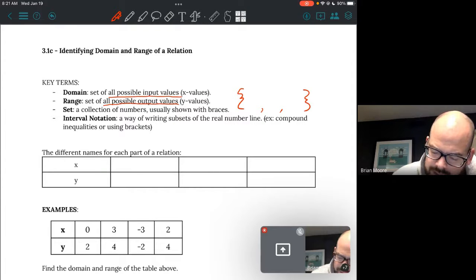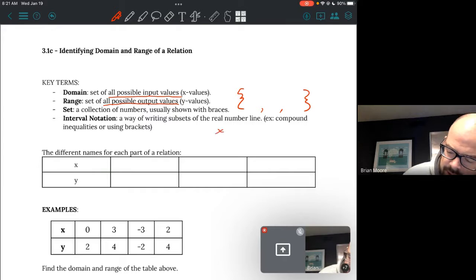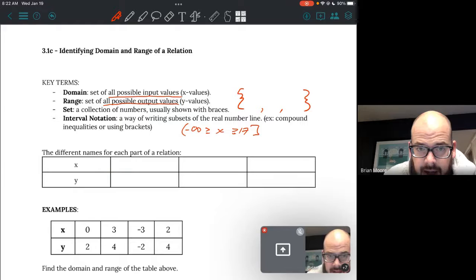Interval notation is used to also denote domain and range, and it's written with brackets or parentheses. So you might have x is greater than or equal to negative infinity, which is greater than or equal to, I don't know, 17, something like that.